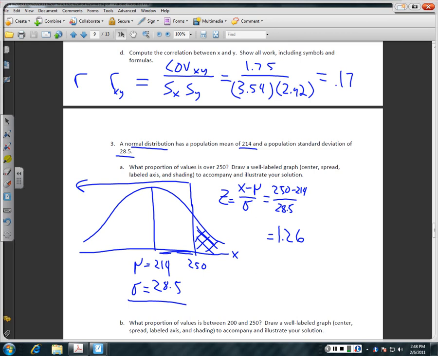And then if you look that up on the cumulative z-table, you should find the number 8962. Again, that's from here down. It's 0.8962. So the area up here is going to be 1 minus that, and that's 0.1038.